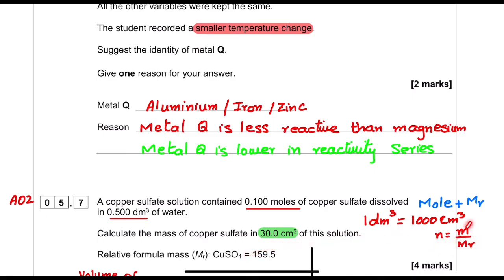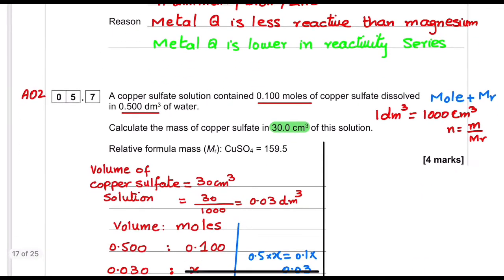To find the mass, we need the number of moles of copper sulfate dissolved in 30 cm cube of solution. First of all, we need to find the number of moles of copper sulfate dissolved in 30 cm cube. Before finding the moles, we need to convert 30 cm cube into dm cube. Then we are going to use the ratio and proportion method, which can help us to find the number of moles of copper sulfate. Let's see the possible solution.